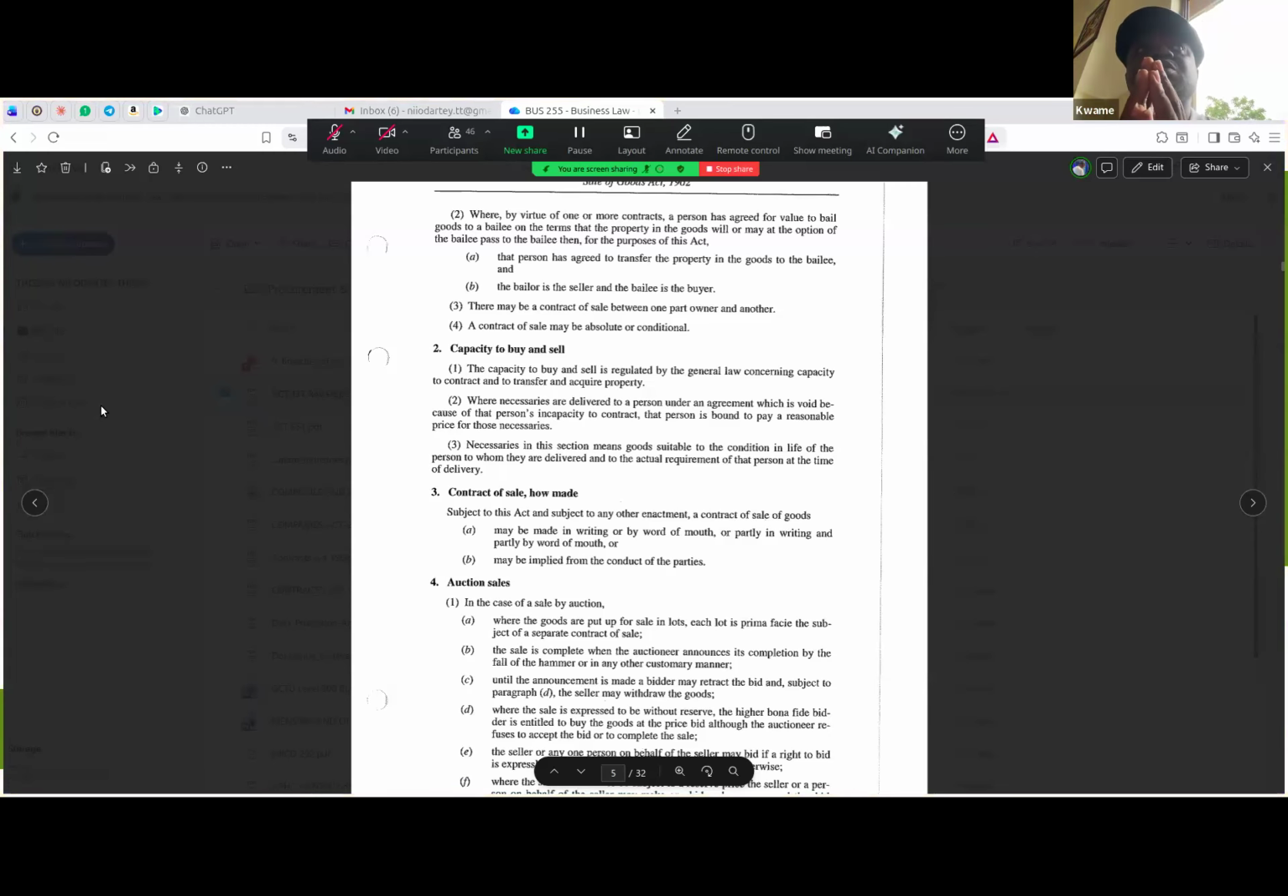Property in goods. So you have goods, you have a product. Then you agree with a buyer so that you transfer the property. So we have what we call ownership. If you have a product in your shop, the property in those goods belongs to you. You have the ownership of those goods. So when you sell to me, legally you have transferred the right of ownership in the goods.